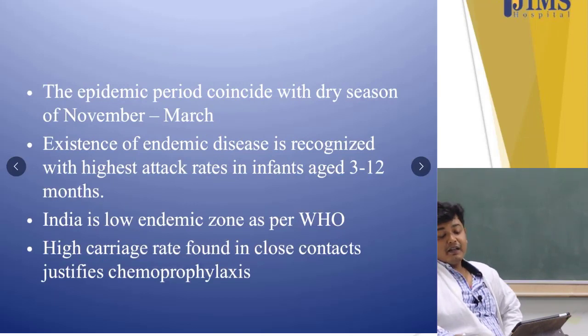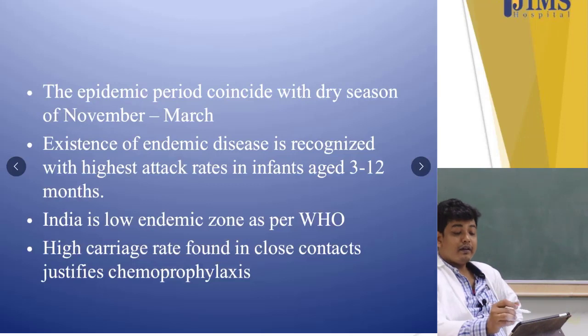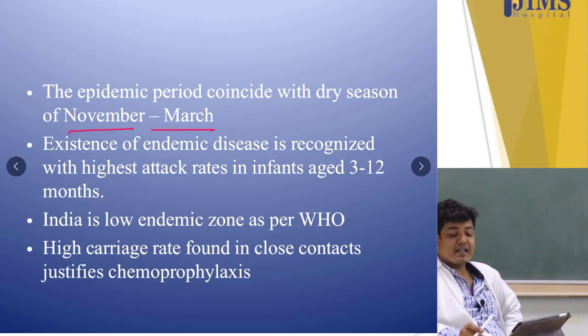And this epidemic period coincides with the dry season and the wintry season. That means between the time frame of November to March. And the existence of this epidemic disease has been recognized with the highest attack rates in infants aged 3 to 12 months of age. So babies less than 1 year of age are most prone to this particular disease.